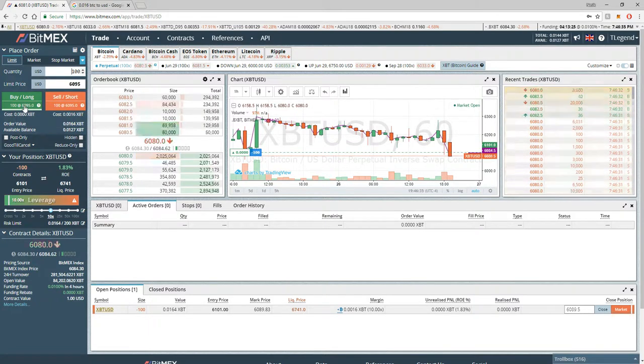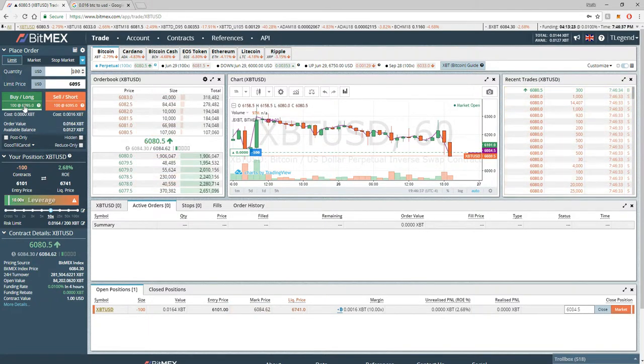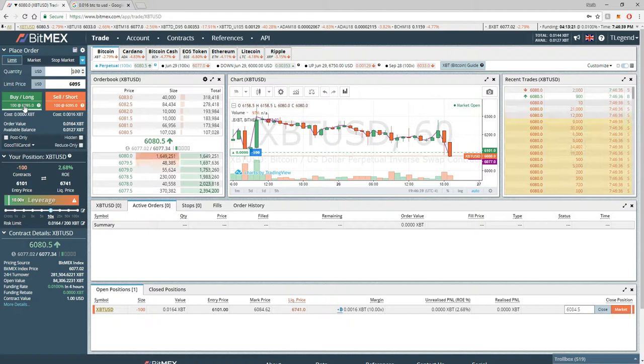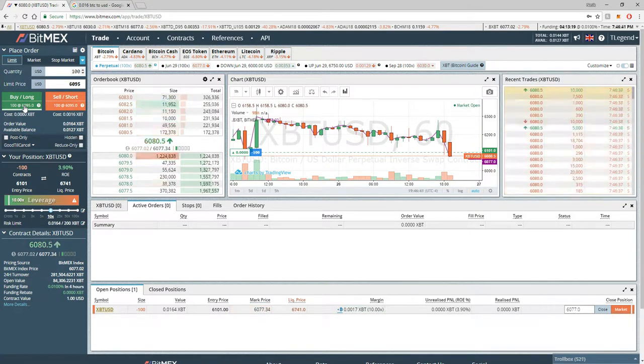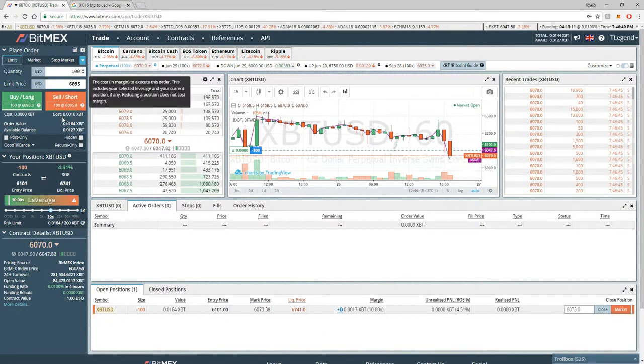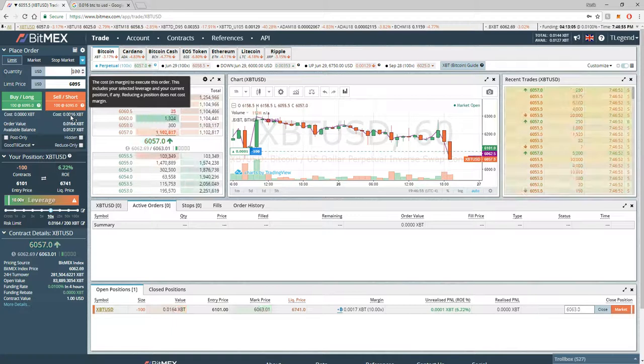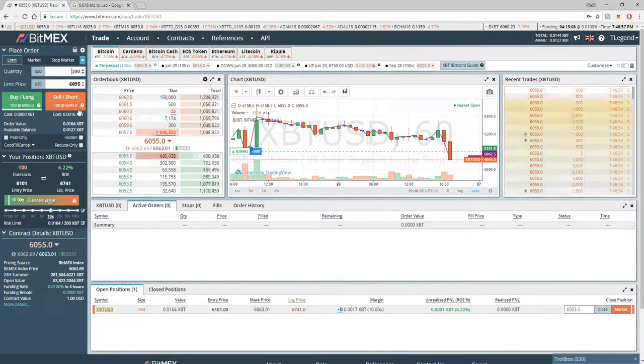The reason why is I'm opening a long to close my short. So a $100 long will close your $100 short, because you can't long and short at the same time. You either have to short it or long it. So putting a long closes it. But if you were to look under short, it tells me it's going to cost me $10, 0.0016 BTC. That's because it'll add another $100 at this price. That's how you can leverage.